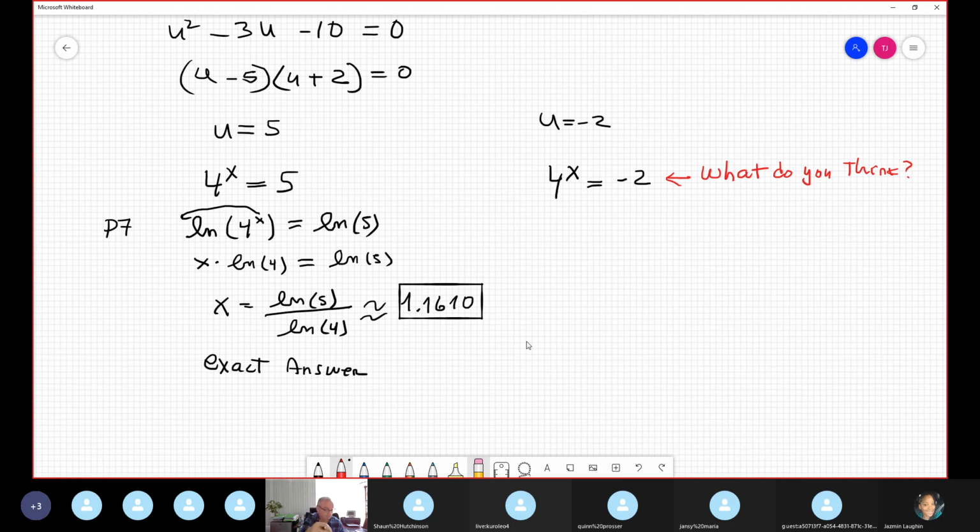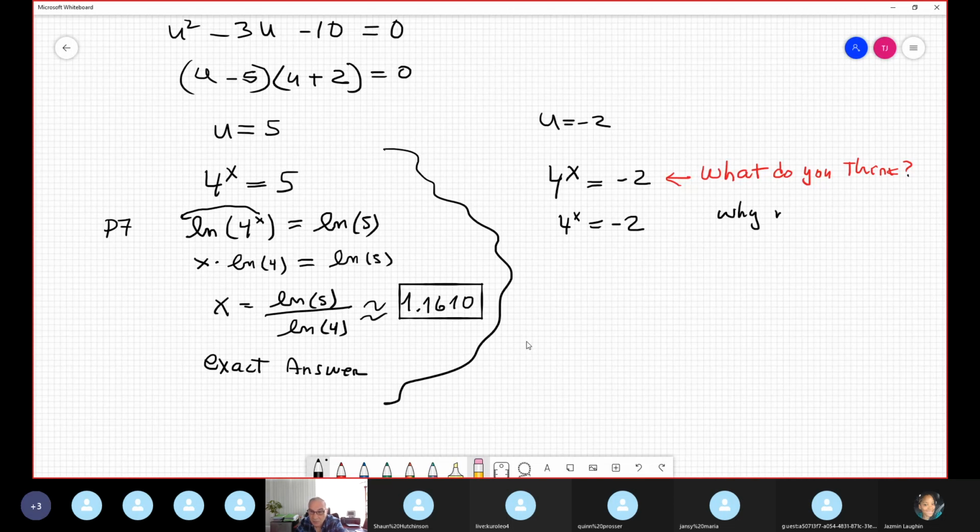Oh, super. Okay, then I ask you a question. What do you think about this statement? 4 to the x equals -2. What should I do? Same or no? So basically, we are in front of this exponential equation. What do you think? Do we use exactly the same or no? Why not?